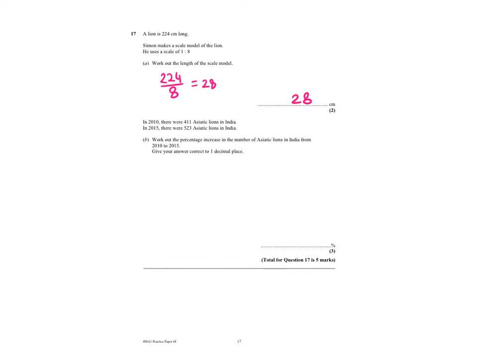In 2010, there were 411 lions, and in 2015, there were 523. Work out the percentage increase in the number of lions in India. So we went from 411 to 523. So my difference, 523 minus 411, is 112. 112 divided by my original amount, which is 411. And then I'm going to multiply it by 100 to get the percentage. So I've got the difference divided by the original amount multiplied by 100. 112 divided by 411 times 100 is 27.25%. It then wants us to round to one decimal place, so I want one decimal place. The 5 is 5 or more, so I need to round that up, so 27.3%.